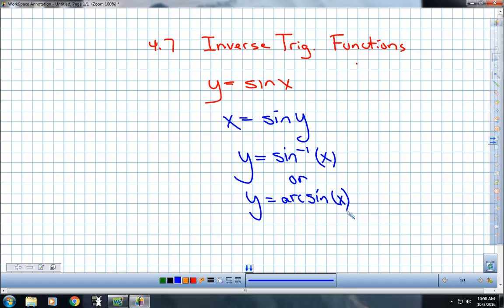Like when we put this -1, that means the inverse of for anything. But when we say arc sine, that's kind of unique to trigonometric functions. That's the only time you see that. But what you need to know is they mean the same thing. Okay? Everybody good with that?